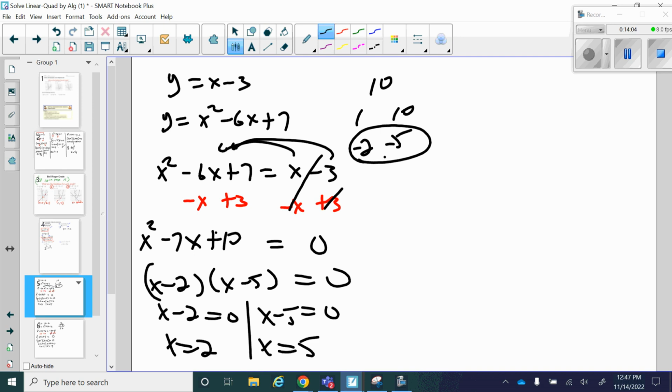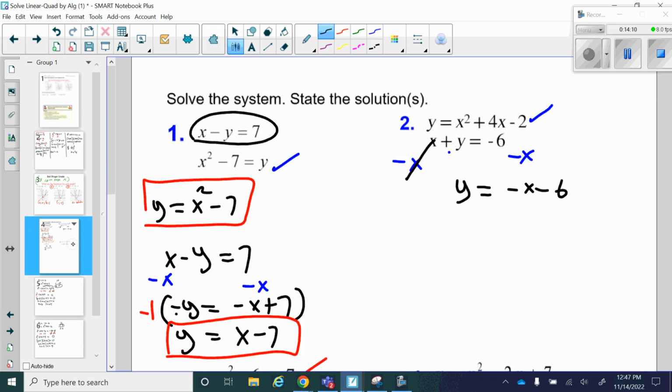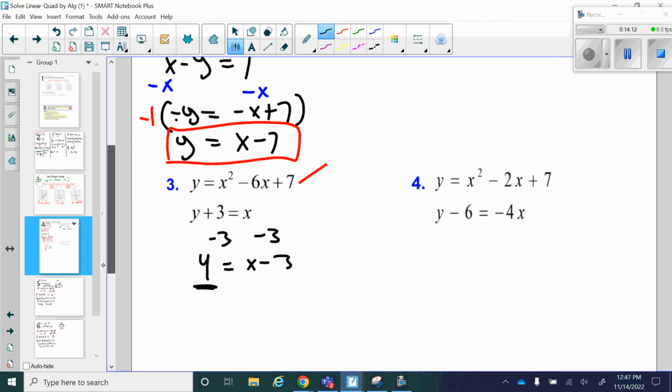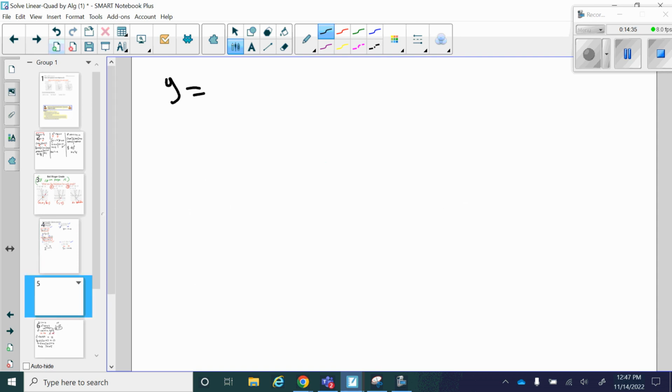Good? And then the last one is, let's see, what's the last one? Number 4. All right. Again, this equation is good. So this one I can get y by itself. Therefore, I'm going to add a 6 here and a 6 there. That gives me now y is equal to minus 4x plus 6. So we're going to have y is equal to minus 4x plus 6, and the other equation is y is equal to x squared minus 2x plus 7.